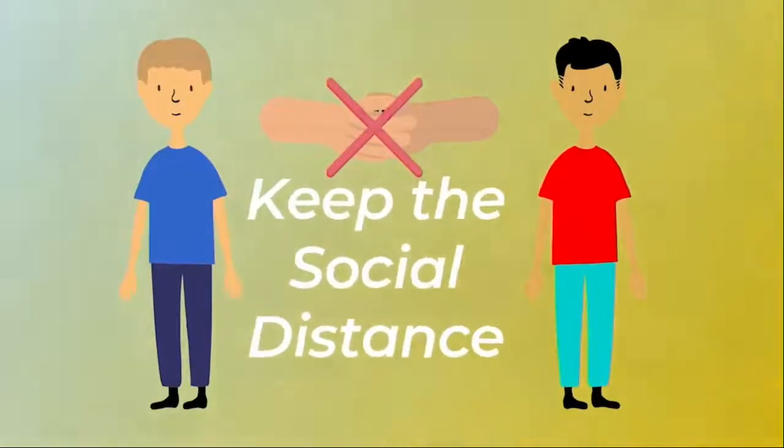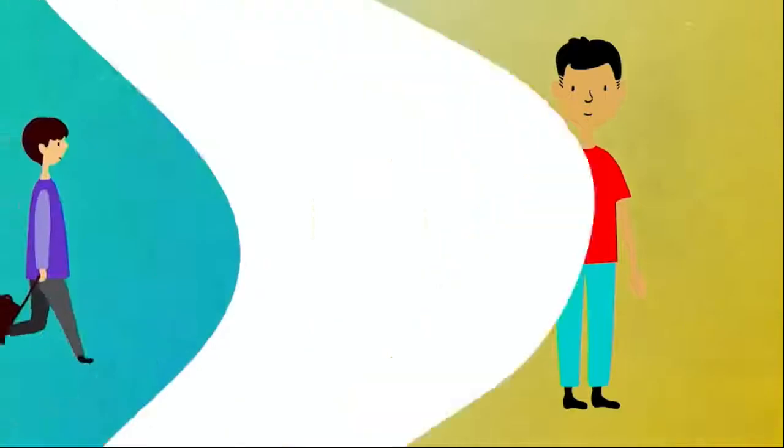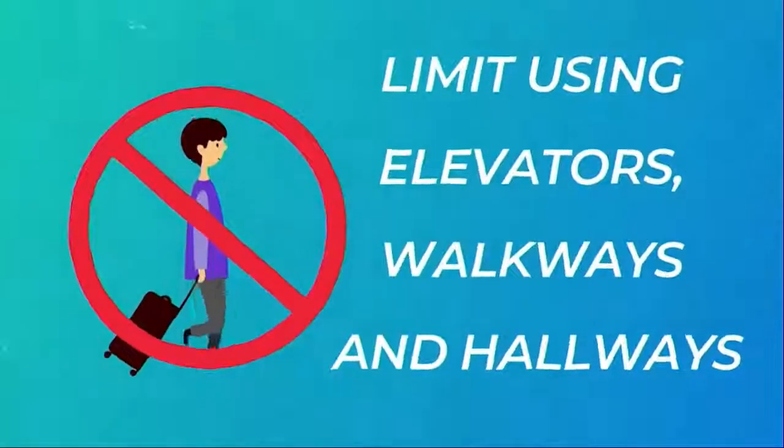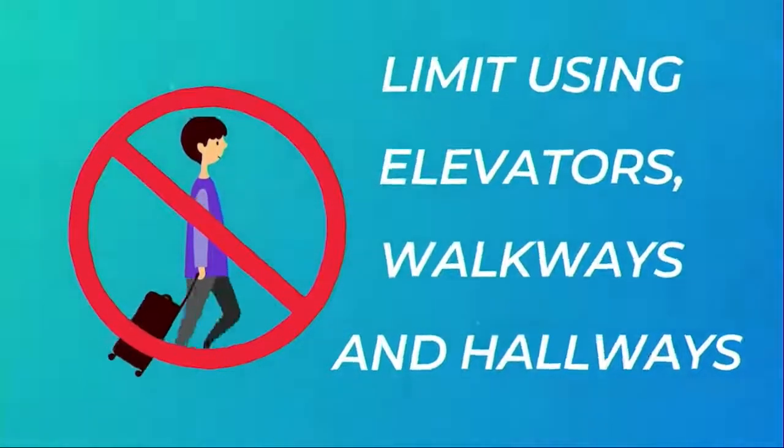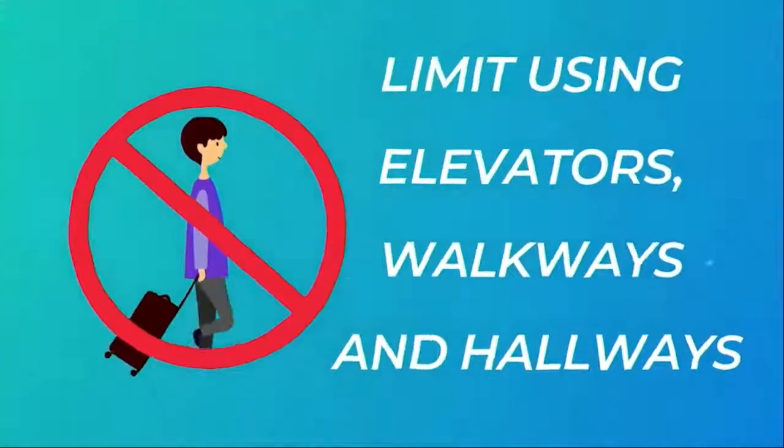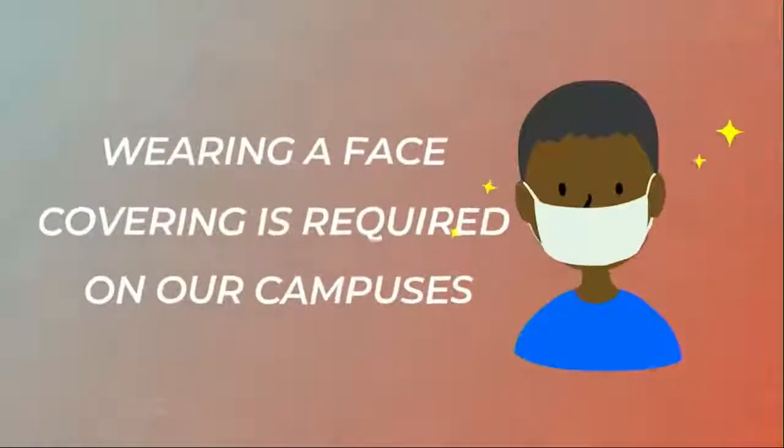The CDC reports that limiting face-to-face contact with others is the best way to reduce the spread of COVID-19. This means keeping a space of at least 6 feet between yourself and other people, or about 2 arms length. We also ask that you limit using elevators, walkways, and hallways as much as possible, and be sure to use marked entrances and exits. Secondly, wearing a face covering is required on our campuses.